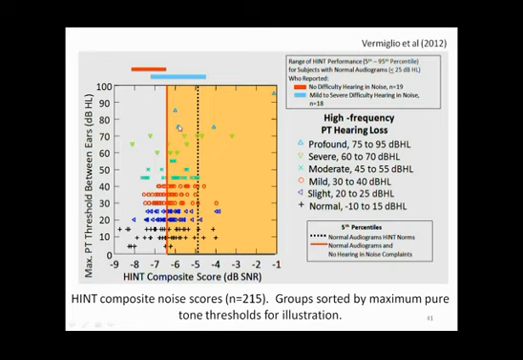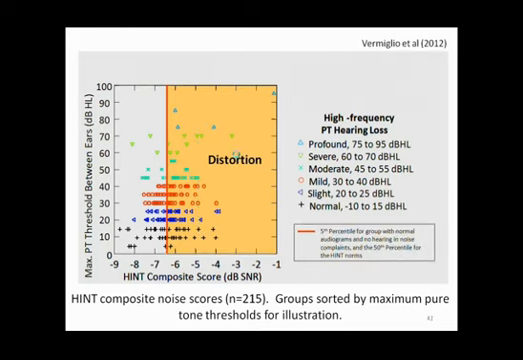But we normed the HINT on individuals who had normal audiograms. We didn't ask them if they could hear well, if they could understand speech in noise well. So I think you get the picture. So this represents distortion according to Plomp. All right, some sort of speech recognition in noise difficulty.